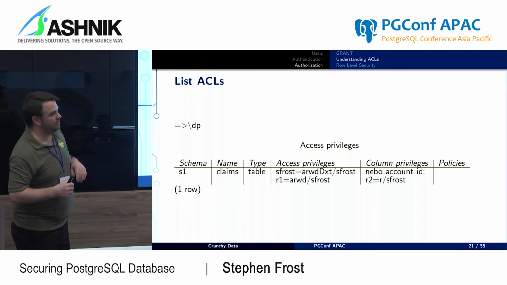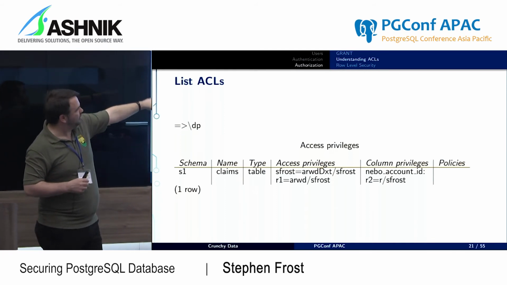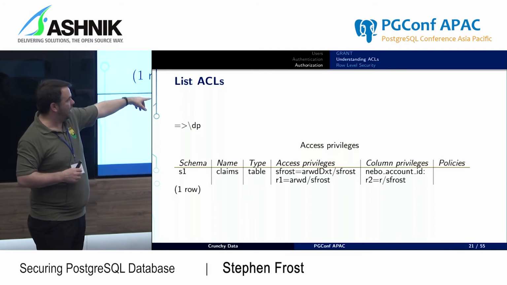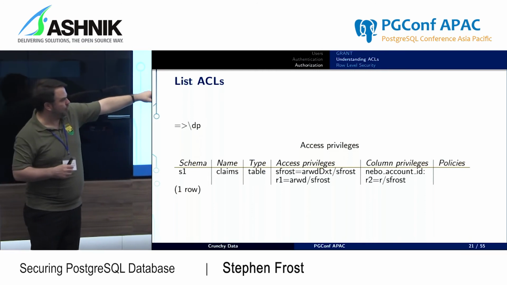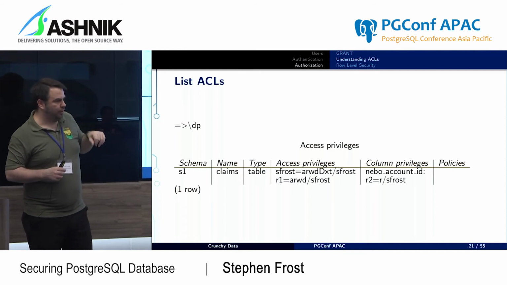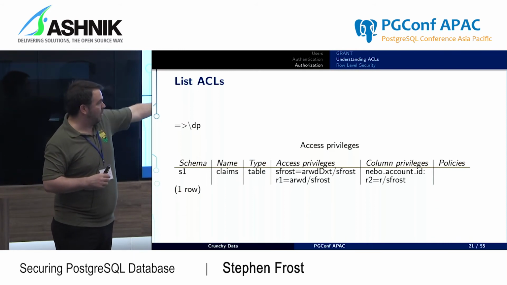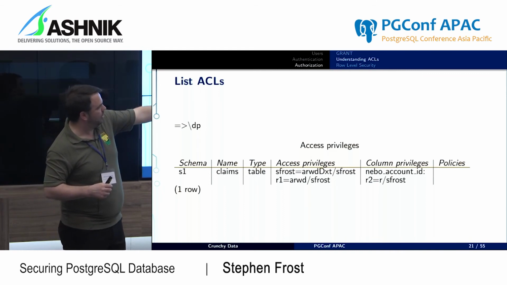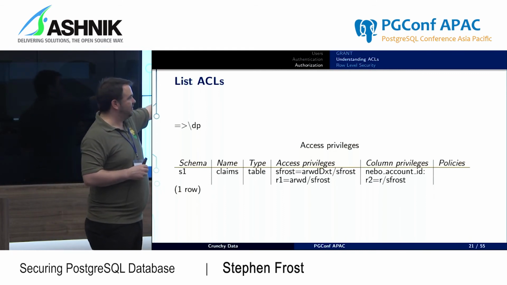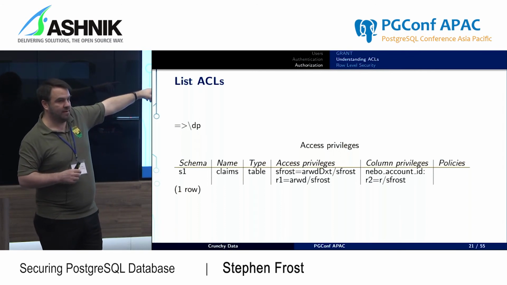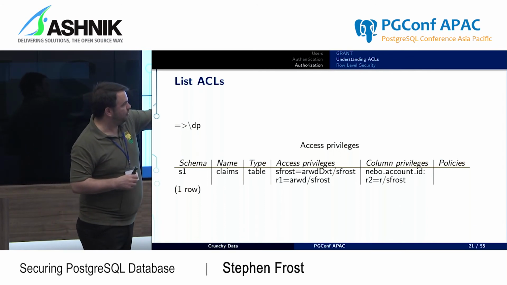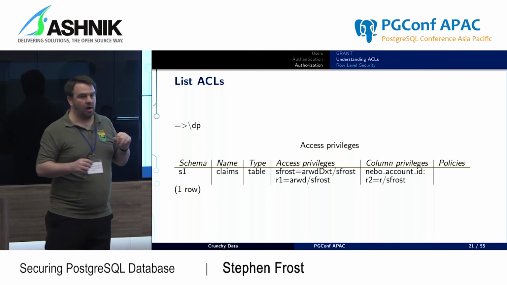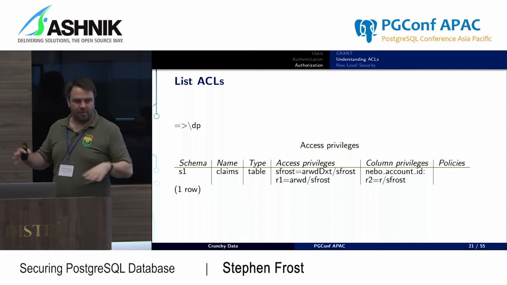Does that make sense? And then here we have another privilege at a table level for this particular claims table, and this is role 1 has been granted that set of privileges by sfrost. I'm going to talk about what those individual letters mean in a minute. And then we also have column privileges. So Nebo account ID is in the claims table as a column, and R2 is granted select access, that's what R means, by sfrost on that column. Everybody kind of following how that works?